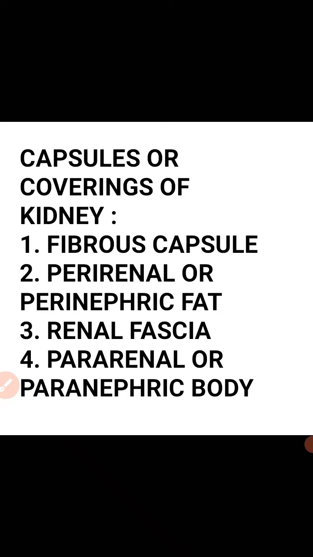Pararenal or paranephric body consists of a variable amount of fat outside the renal fascia. The pararenal fat is more posterior, along the lower pole of the kidney. It fills up the paravertebral gutter and acts as a cushion for the kidney.